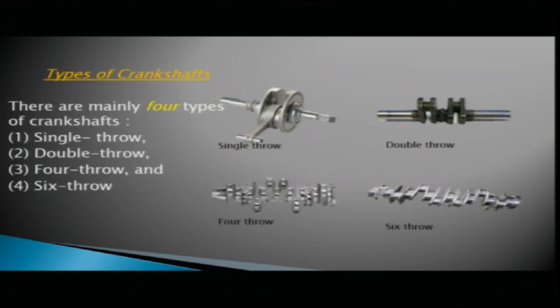Now, coming to types of crankshafts, there are various types of crankshafts, mainly 4 types: single throw, double throw, 4 throw and 6 throw. Here in this diagram you can see this is your single throw crankshaft, double throw, you can see 2 throws here, 1 and 2, 4 throw, here you have a 4 throw crankshaft and another one 6 throw. So single throw, double throw, 4 throw and 6 throw crankshafts.